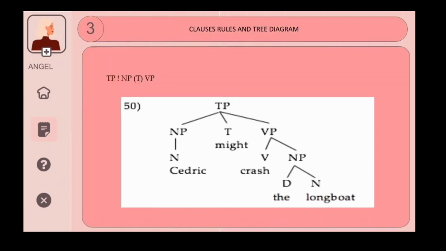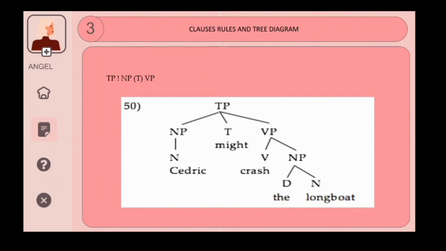Next rule, we have TP consisting of a noun phrase, T, which means T is an auxiliary verb, and VP is a verb phrase. So the rule is TP, noun phrase, T as an auxiliary verb, and then the verb phrase as VP. The sentence is Cedric might crush the boat.